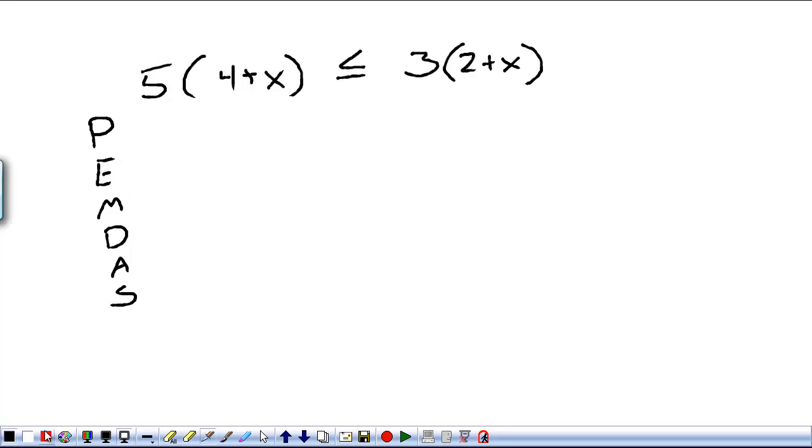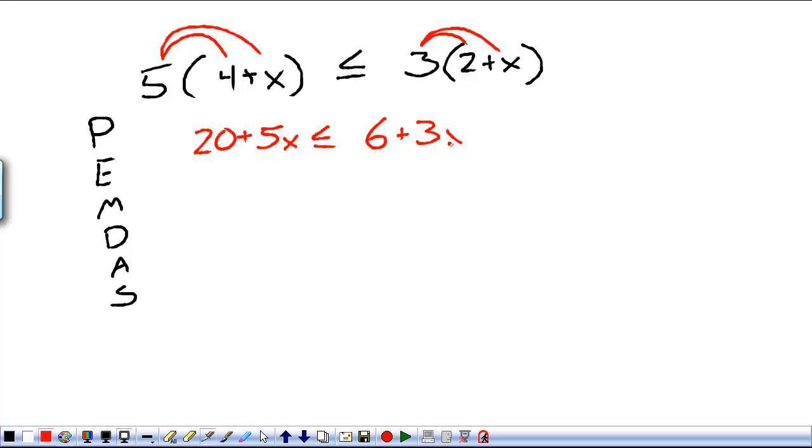So we have 5 times 4 and 5 times x. 5 times 4 would be 20, and 5 times x would be 5x. That would be less than or equal to, over here, 3 times 2 and 3 times x, so that would be 6 plus 3x. We would want to start subtracting 3x from both sides.